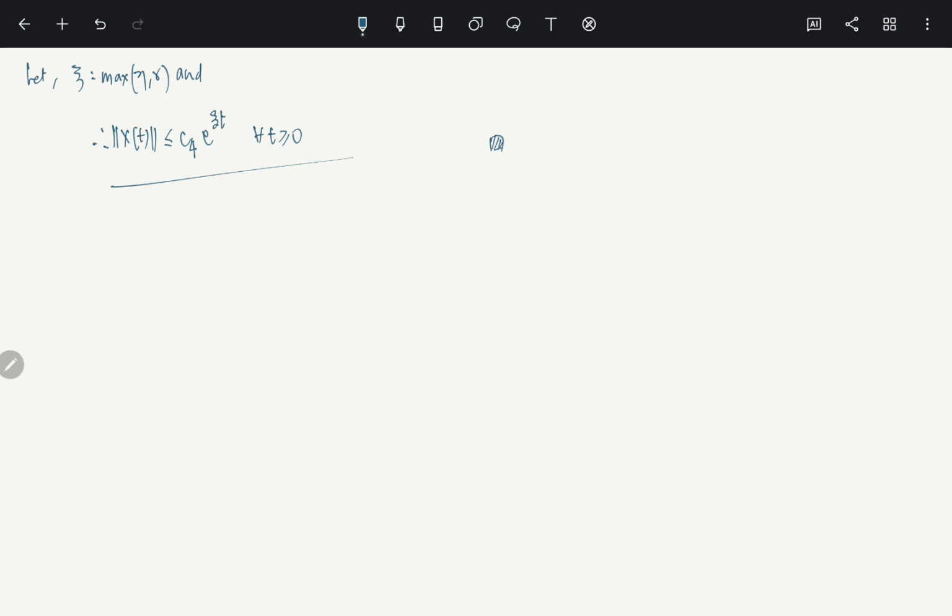So we learnt a beautiful theorem here: if the inhomogeneous source term has at most exponential growth, then the solution will also have at most exponential growth. It cannot grow more than that. I hope this is clear. So with this I am going to end this video.